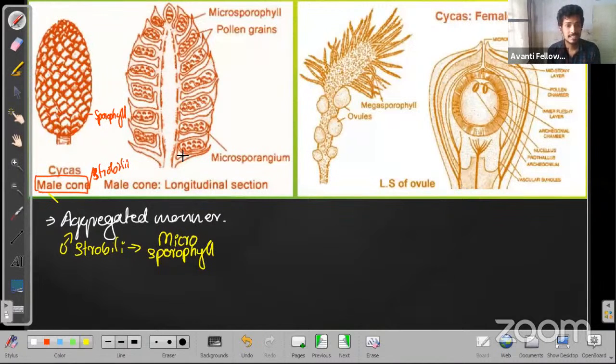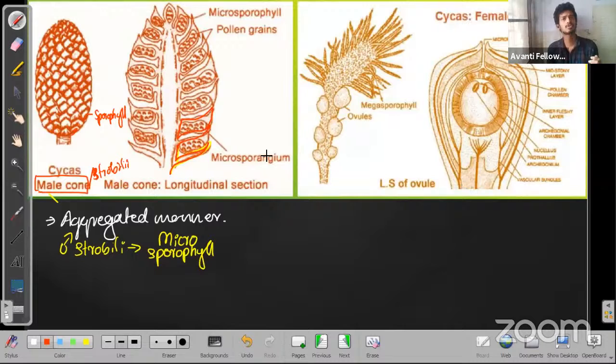So you can see the structure here. This is actually one microsporophyll. I will take a different color for clarity, right? So one microsporophyll, second microsporophyll, exactly like this. There are hundreds of microsporophylls arranged in an aggregated manner.